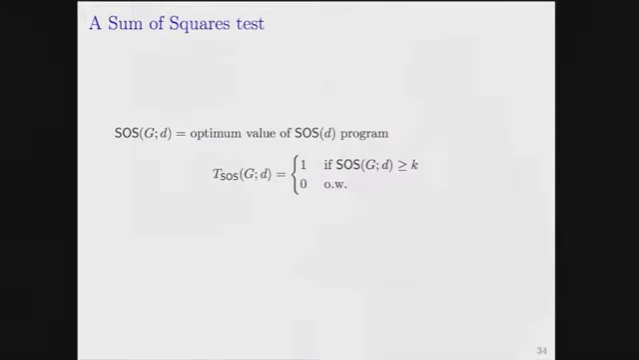So let's talk about a specific test. I'll call SOS-d of G the optimum of the SOS program when it is run at degree d on the graph G. And what I will do is declare that the alternative hypothesis is true if this SOS program value is bigger than k. Otherwise, I will declare the null hypothesis to be true.